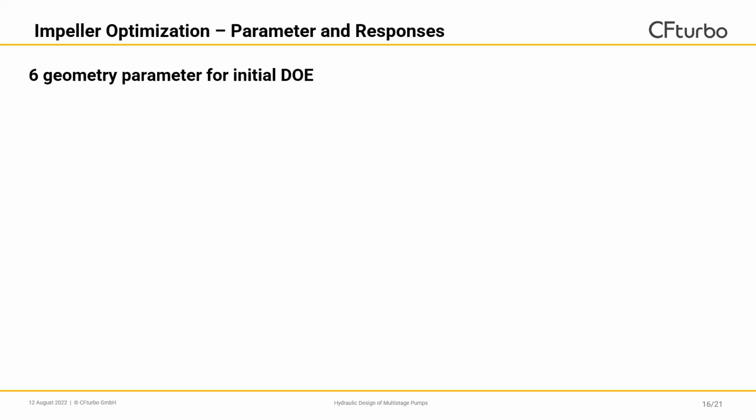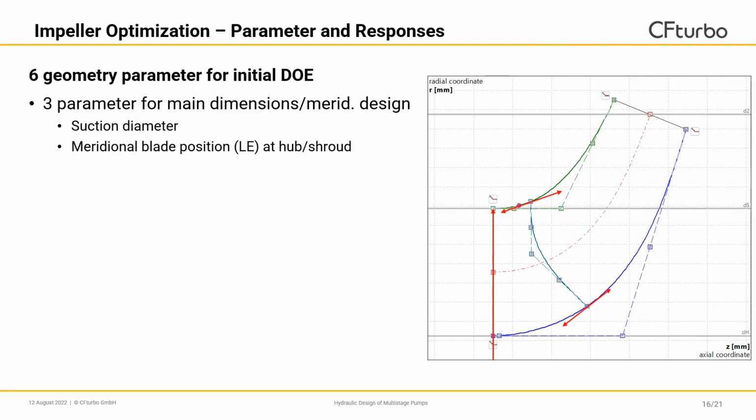So similar to our bowl diffuser optimization, we started the NPSH optimization of the impeller with an initial design of experiments, a short DOE, where we modified 6 geometry parameters. 3 of these 6 geometry parameters were used for the main dimensions and the meridional design of the impeller. For example, we modified the suction diameter of the impeller as well as the meridional plate position for the leading edge, at shroud as well as hub.